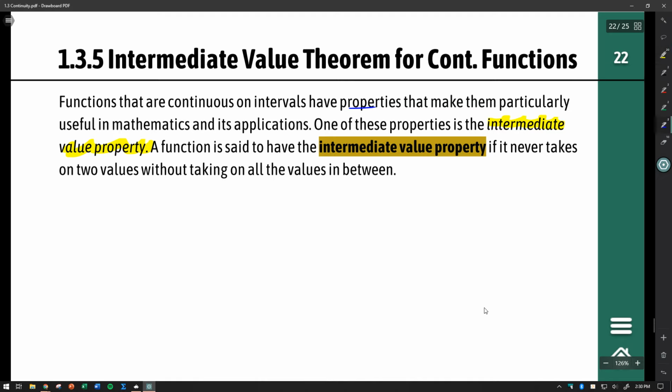A function has the intermediate value property if it never takes on two values without taking on all of the values in between. So for instance, if f had some value f of a, say for instance 100, and you also knew that it had the value 200 at some point, then a function with the intermediate value property would, in all cases, take on every single number between 100 and 200. That's the intermediate value property.